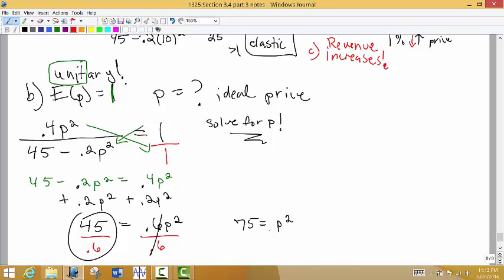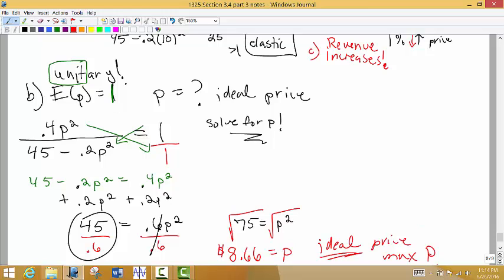And then I'm going to take the square root of both sides. So I want to get to P, not P squared. And our price is only positive, so I'm not going to do plus minus here. So I get about $8.66. So this is the ideal price that we want to charge. This is what's going to actually maximize the revenue, maximize the amount of money that we're bringing in.